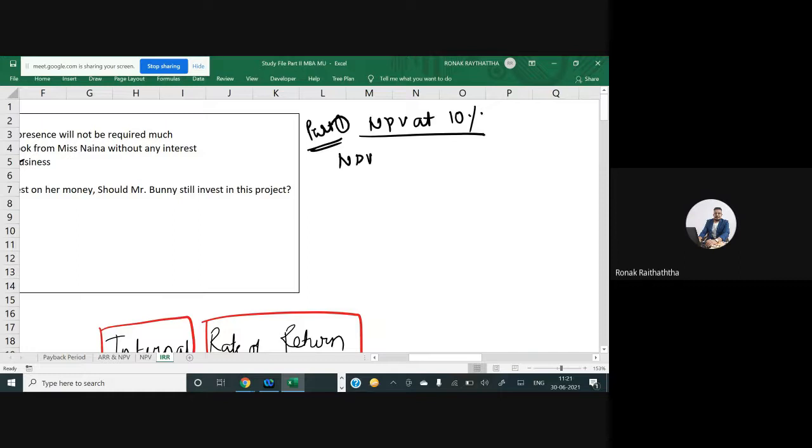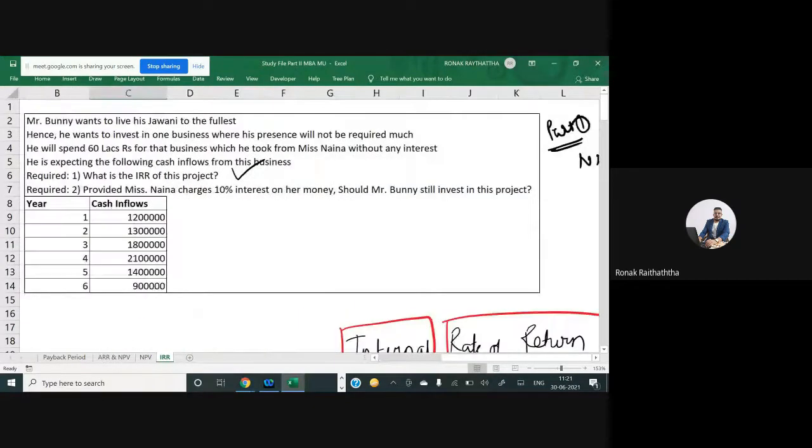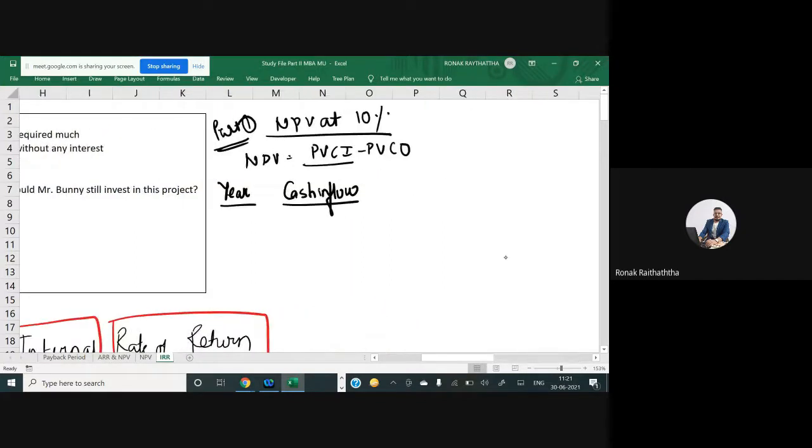NPV equal to PVCI minus PVCO. So we are aware about PVCI. PVCO will anyway be 60 lakhs rupees only, because that's been spent right now in present, so it's a present value only. So only PVCI will take place. So your cash inflow, discounting factor, and you multiply discounting factor with cash inflow, you get PV.